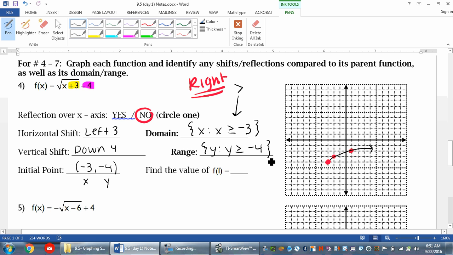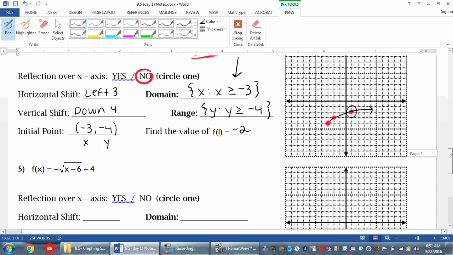This is the only function that you'll be graphing where the domain is not going to be all real numbers. And the only reason why is because there are not arrows on both sides. So last is f of 1. F of 1 is right here, -2. All right, let's go ahead and try number 5.